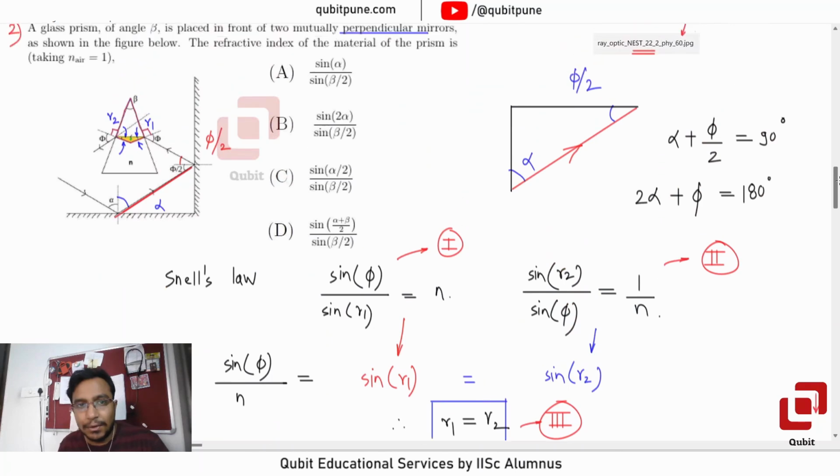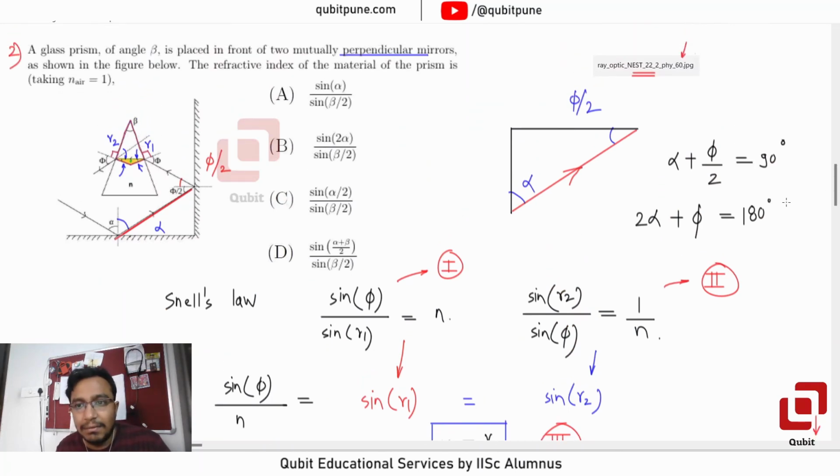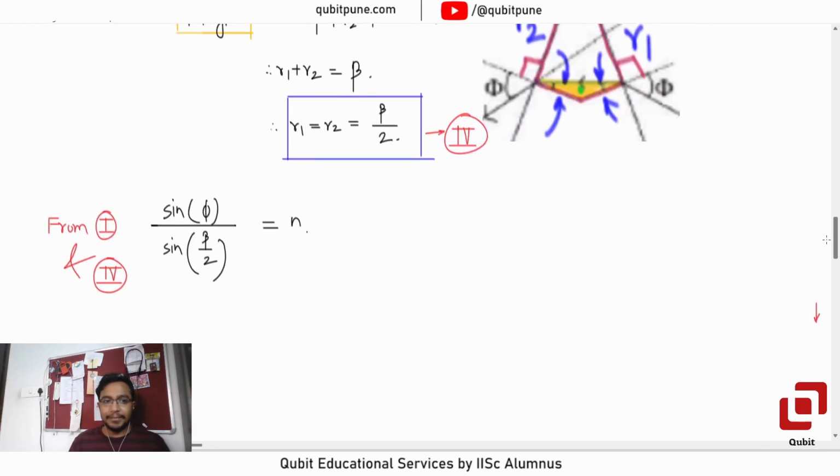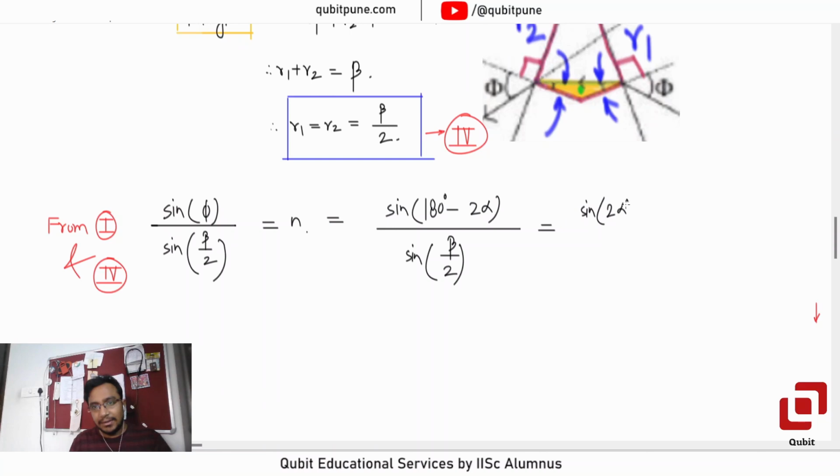But our options do not seem to have phi. So let me call this relationship, which we got earlier and named that way: 2 alpha plus phi is equal to 180 degrees. So phi will be 180 minus 2 alpha. So n equals sine of 180 minus 2 alpha upon sine beta by 2. But what is sine of pi minus theta? Sine theta, right? So sine 2 alpha by sine beta by 2.